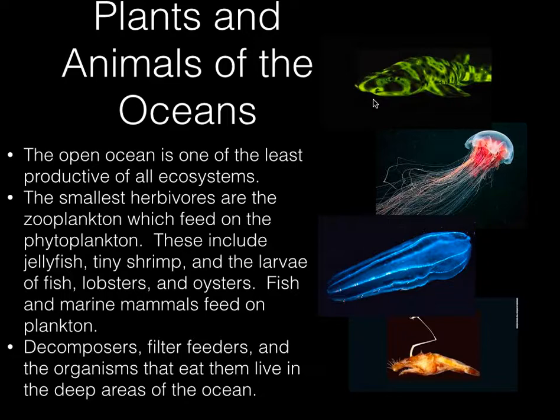Decomposers, filter feeders, and the organisms that eat them live in the deep ocean area. So remember, they can't get their energy from the sunlight. So they're mostly going to be decomposers and anything that eats these decomposers. So they're going to either be decomposers or scavengers, basically. The decomposers are going to wait for food to sink to the bottom, and then they're going to eat that food. And then you have larger organisms that are going to eat them.